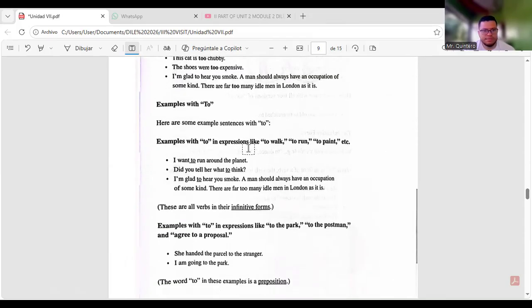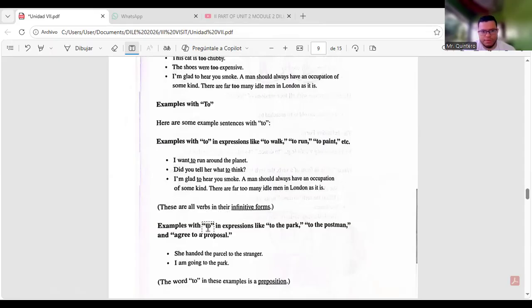Examples with to. Here are some sentences with to, in expressions with verbs: to walk, to run, to paint. I want to run around the planet. Quiero correr alrededor del planeta. Did you tell her what to think? ¿Tú le dijiste a ella qué pensar? I'm glad to hear you smoke. A man should always have an occupation of some kind. There are far too many idle men in London as it is. These are all verbs in their infinitive forms.